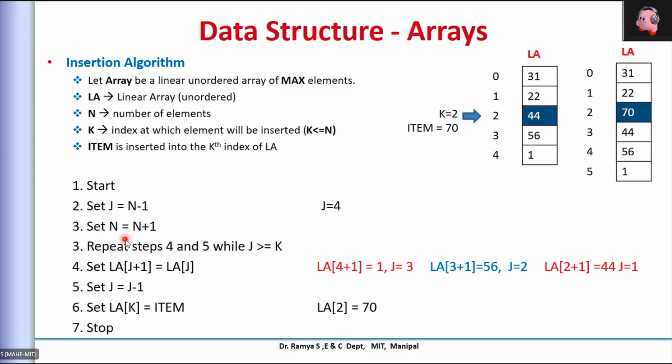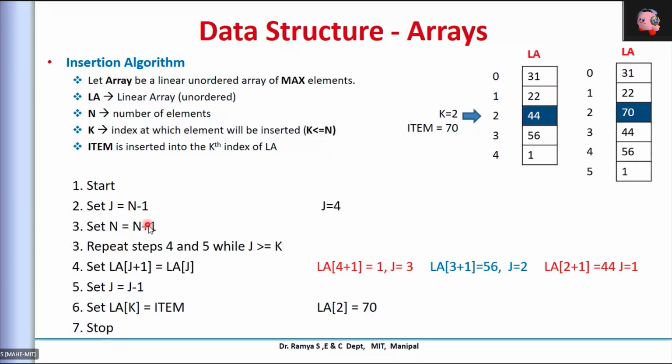Let there be a variable j, which is n minus 1. Now why n minus 1 here? Because you already know the array index is one less than the number of elements, and n refers to the number of elements. So j is pointing at the fourth position. After your insertion, the number of elements is going to increment by 1. Now after that n is going to be incremented.